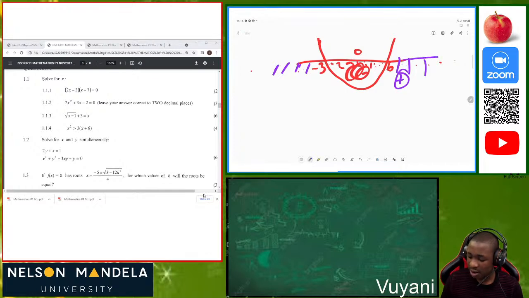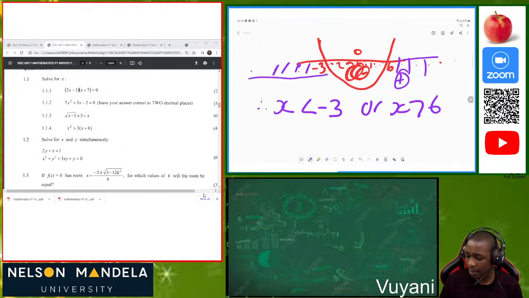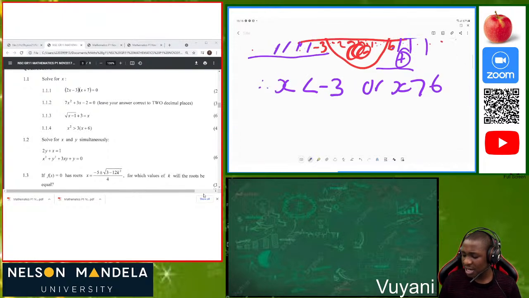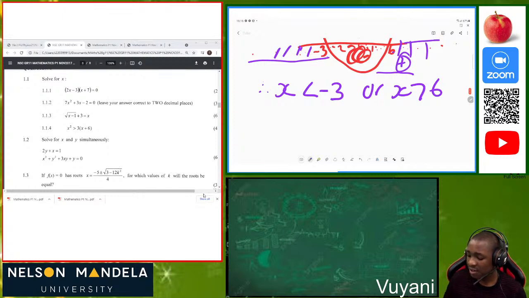So therefore our x must be less than -3, or x must be greater than 6. In other words, on this entire part, when you substitute any x value in the inequality, you're going to have a true solution. And also on the right hand side, when you substitute a value which is greater than 6, we're going to have a true value. Sometimes you don't want to write it in this way. You can even say from -infinity to -3.